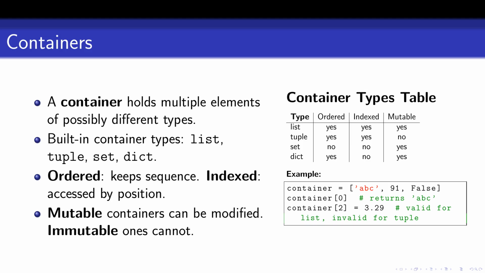Tuples are similar but immutable, meaning once they're created, their contents can't change. Sets are unordered and unindexed but mutable, and they automatically remove duplicate values. Dictionaries store key-value pairs, are mutable, and ordered in recent Python versions. Each container type is useful in different contexts.